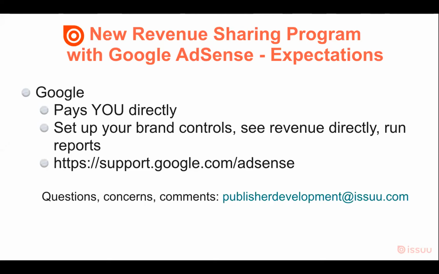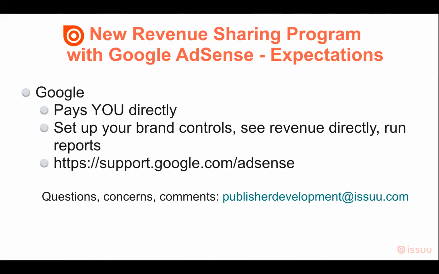Through the Google AdSense interface, you'll be able to set up your brand controls, see your revenue directly, and run reports for your account. Major takeaway here is that Issuu will not be able to administer independent brand controls for you as a brand. You control this specifically to your account. Again, for general help, feel free to click on that link below or write this link down and surf Google support pages.